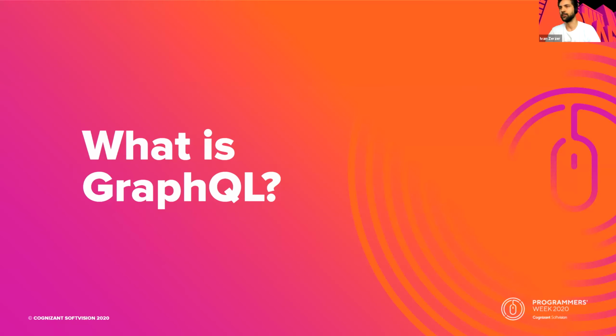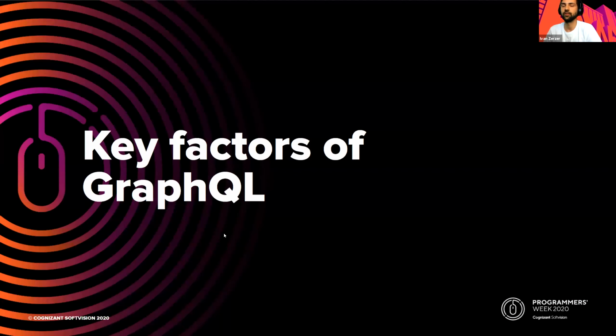Yeah, the key part of GraphQL is that it is a specification. It specifies how to connect the backend to the front end and perform data queries, not to the database, but through the front end to the backend. So the key factors of GraphQL are the ones which benefit the front end and the backend.